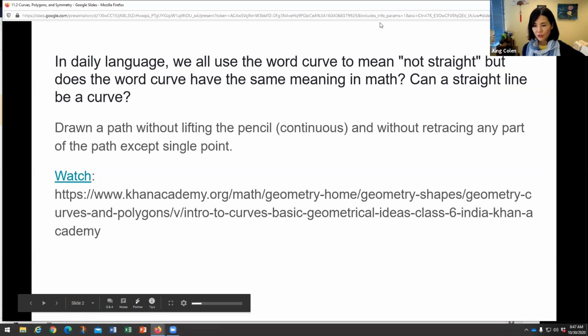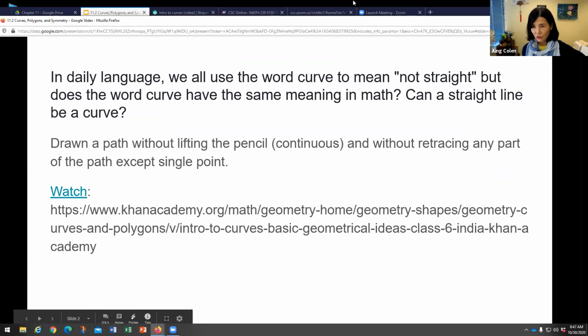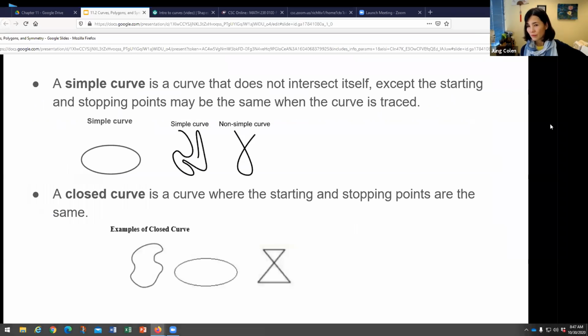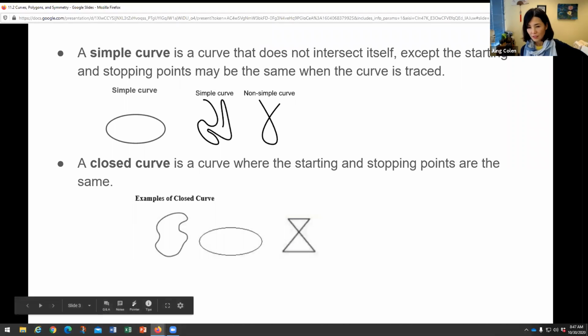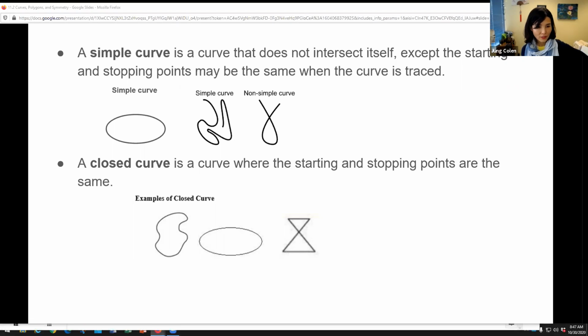So going back, I want to make sure I am sharing this. So let me check my Zoom. Am I sharing correctly? I hope I am. Let me see. Yes, okay.